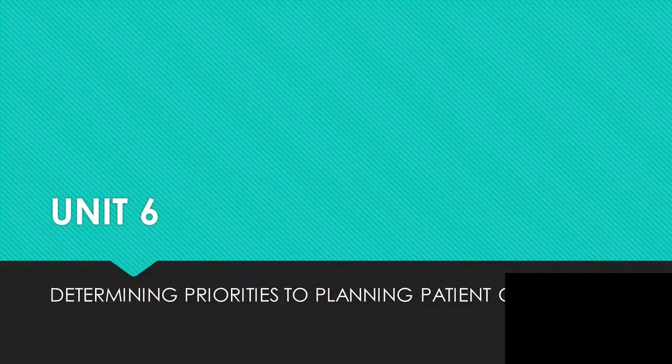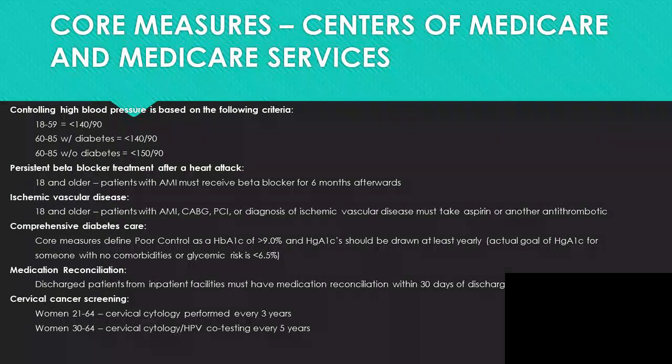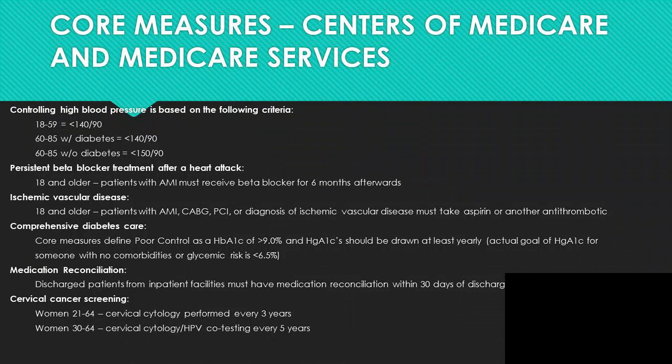Okay, so Unit 6, we start with determining priorities to planning patient care. This is where we start looking at our core measures, and if you've worked in acute care, you're probably familiar with that term. The Centers for Medicaid and Medicare Services do establish these measures. Some of the important ones are focused on here, although there are more in the course of study.